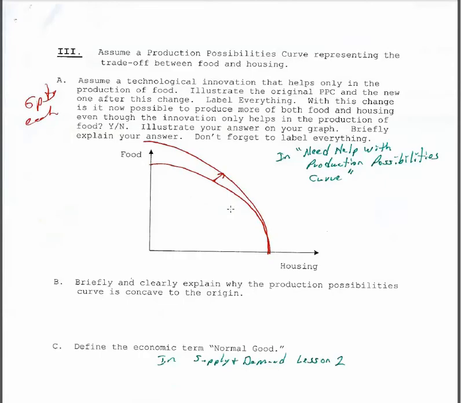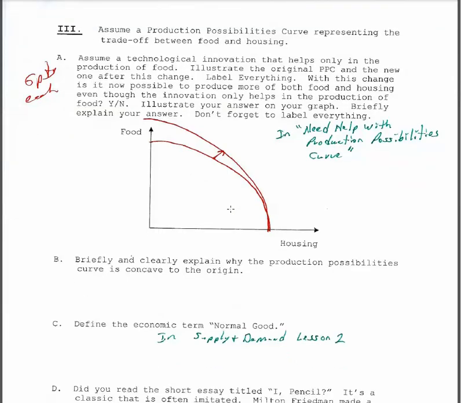Alright, here's Roman numeral 3. This exact question can be found in a document that I published out there on Blackboard called Need Help with Production Possibilities Curves? As I recall, it's a video. So this was actually in that video, and it says, imagine there's a technological innovation that helps in the production of food but not in housing. It would cause the production possibilities curve to shift in this way.